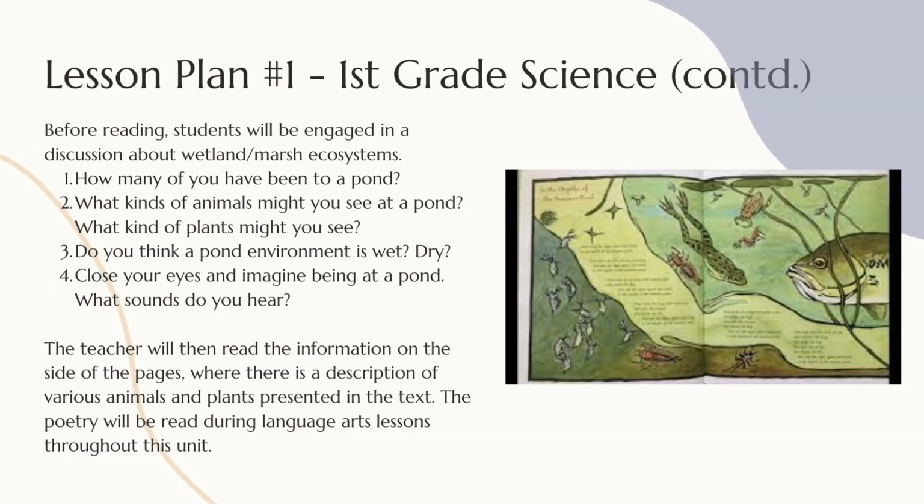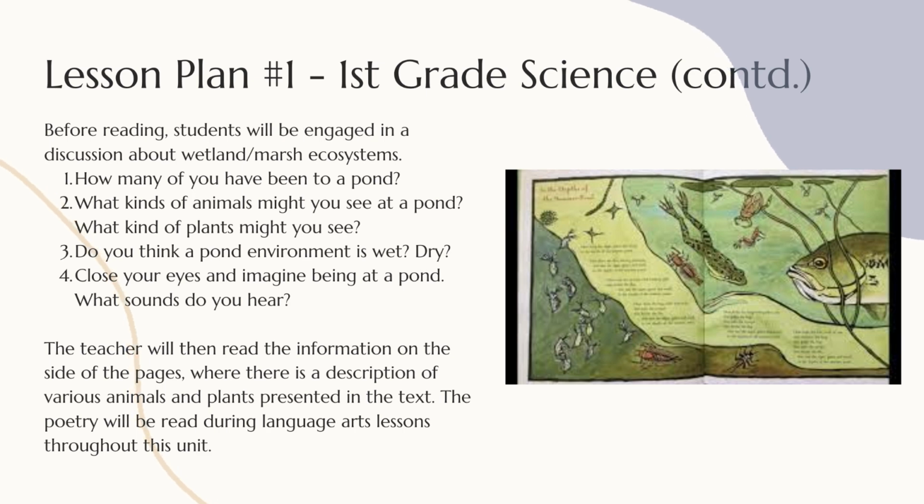Before reading, students will be engaged in a class discussion about wetland marsh ecosystems. Questions include: how many of you have been to a pond? What kinds of animals might you see at a pond? What kind of plants might you see? Do you think a pond environment is wet, dry? Close your eyes and imagine being at a pond. What sounds do you hear? And all of these answers can be written on a whiteboard, in their science journals, or just verbally.